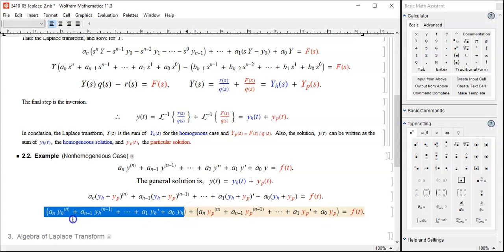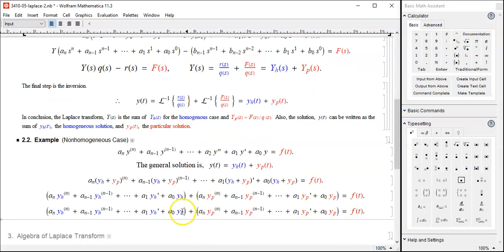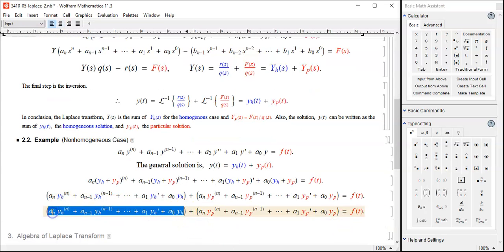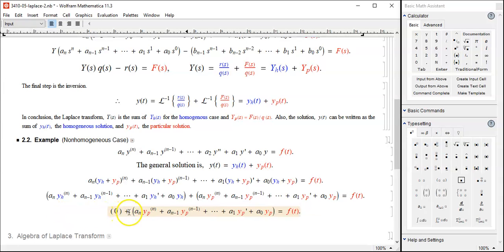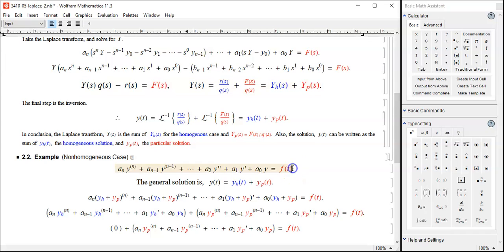Now, what is this quantity here? That's 0 because YH is a solution of the homogeneous equation. So this whole thing over here is equivalent to 0. So this part just drops down, and YP satisfies the original equation. The conclusion: YP is particular because it came from small f via capital F via capital F over Q, but also it's a solution of the given ODE.